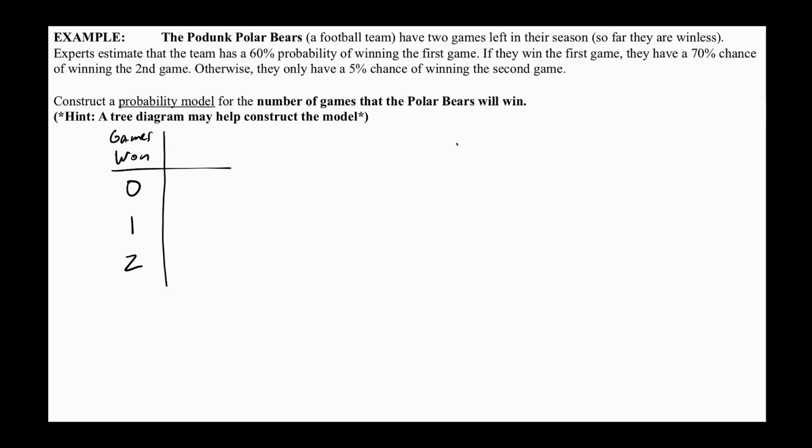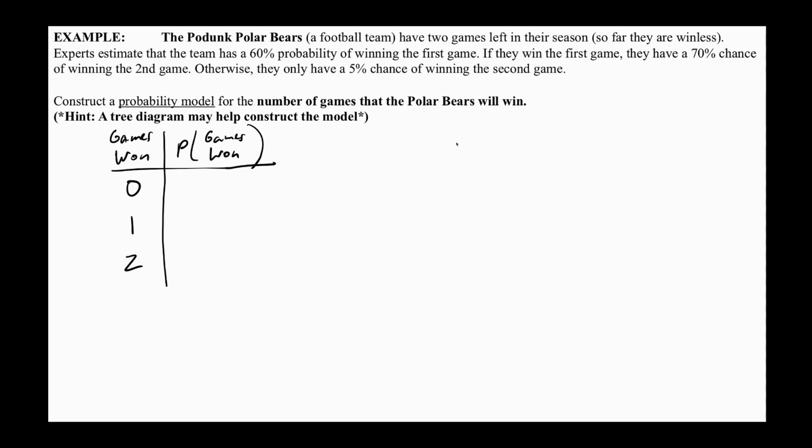Those are the only things that could happen. They have 2 games left. They could win 0 of those games. They could win 1 of the games, or they could win both. Now what we're going to do is find the probability each of those happen.